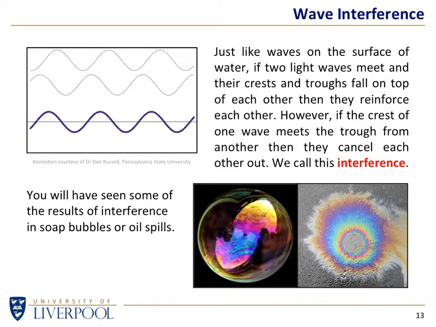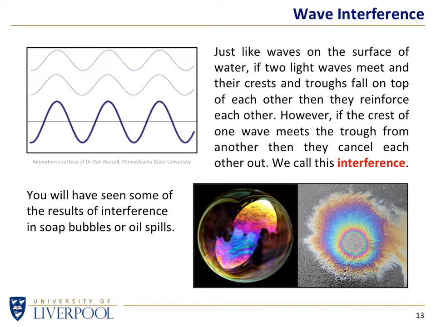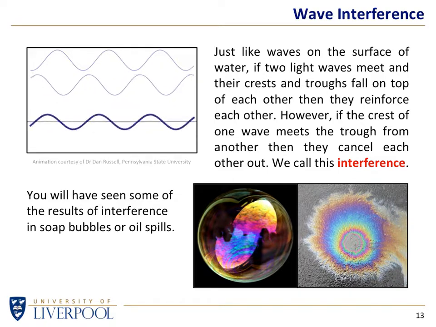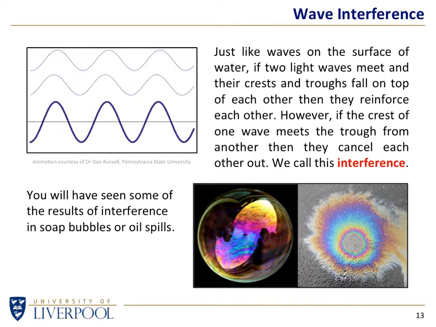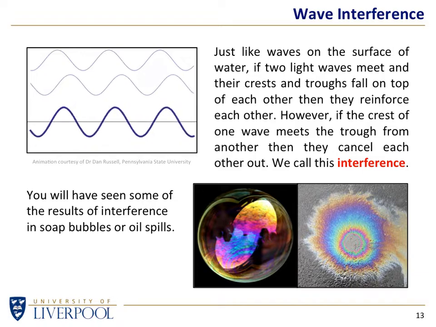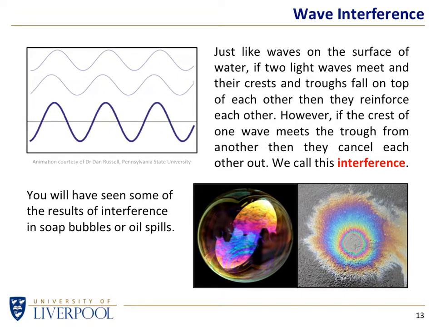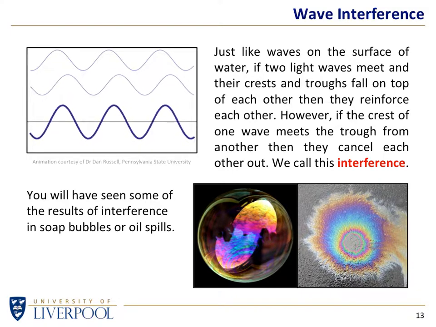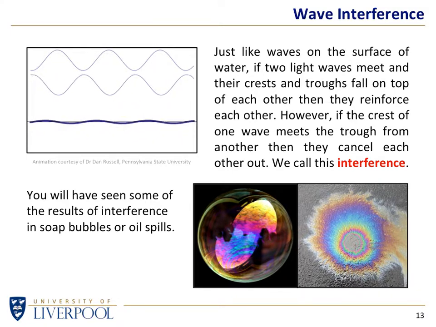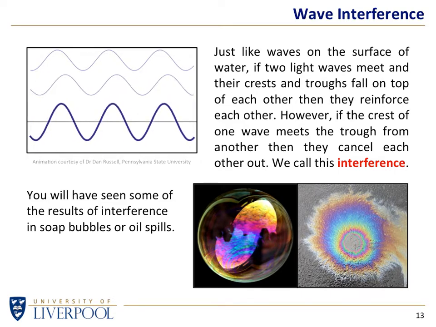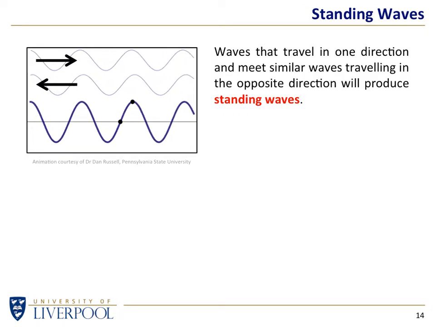For instance, interference effects such as the colours that you see in soap bubbles or in oil spills. The very thin wall of a soap bubble or very thin film of oil on the ground is not that much greater than the wavelength of light, and so certain wavelengths might reinforce each other and certain wavelengths might destroy each other, and hence you get these coloured effects. So you have seen light interference before.